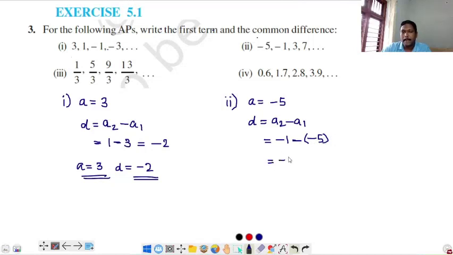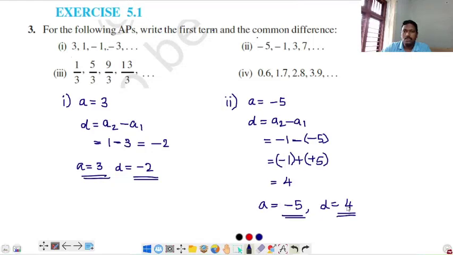So it will be minus 1. This minus and minus we can change by taking the additive inverse of minus 5. We can add this one, so it will be plus 5. So it will be minus 1 plus 5. What is minus 1 plus 5? It will be 4. So D is equal to 4. So we can say A is equal to minus 5, and the common difference D is equal to 4.